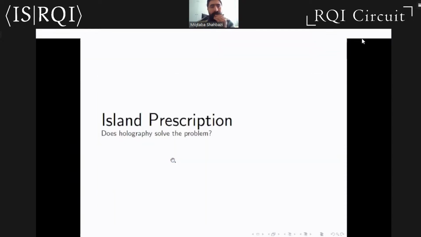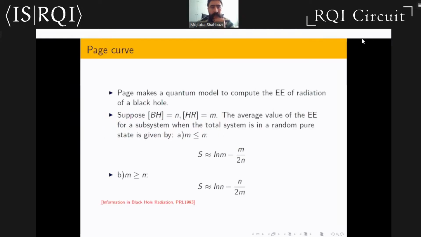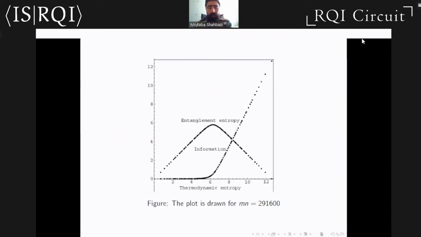Okay. People believe that holography can solve this problem, the information paradox. But before that, let me draw your attention to the Page curve and Page's work. I won't go into details, just the result. Page showed that if you've got a black hole and a medium, and the black hole evaporates, though Page actually considered quantum systems, not a real black hole, the entanglement entropy of the system follows this curve. We call it the Page curve, and this turning point is the Page time.